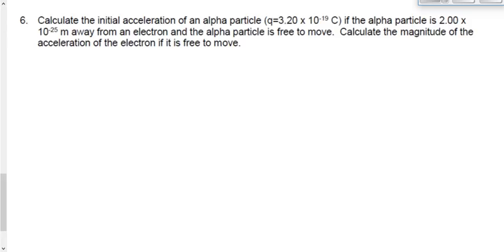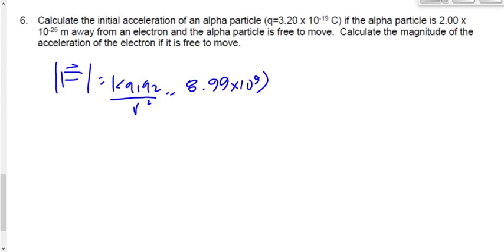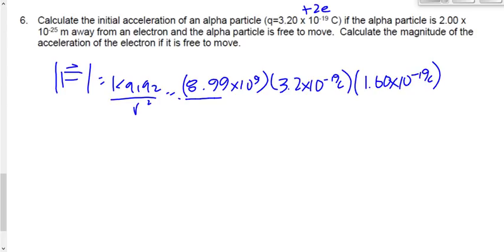So here, let's calculate the force first. I'm going to say F = k Q1 Q2 over r squared. That's 8.99 times 10 to the 9 times Q1, which they tell me is 3.2 times 10 to the minus 19 coulombs, although we could find that on our data sheet. On our data sheet, it would say plus 2e, 2 times the elementary charge, which is 3.2. The electron is 1.6. It's actually negative 1.6, but remember, we always drop the sign of the charge in this equation. The distance is 2.00 times 10 to the negative 25.